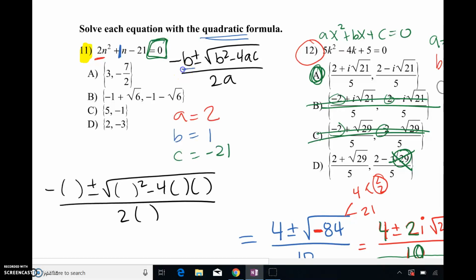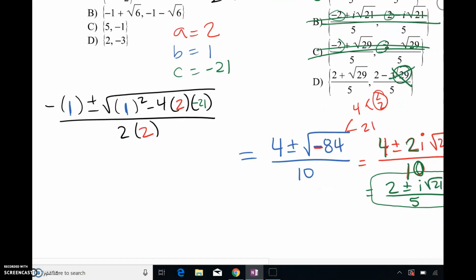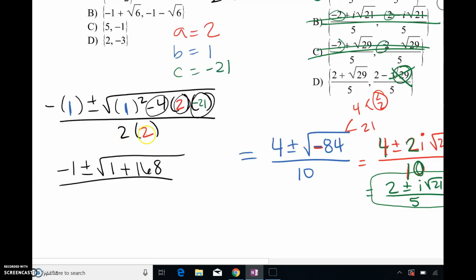Okay, I'm plugging in b, like I'm looking at my formula, negative b. So b goes here, b squared goes here, a goes here, and c goes here. Alright, simplifying this, I get a negative 1 plus or minus, what's 1 squared? 1. And then I have a negative 4 times a 2, which is negative 8, times a negative 21, which would be a positive what? What was that, 168? Good. And on bottom I have 2 times 2, which is 4.